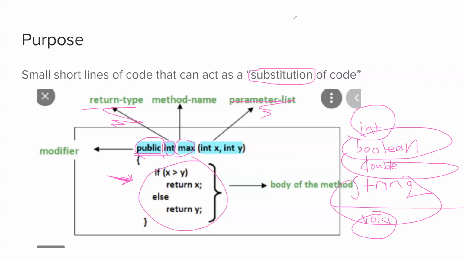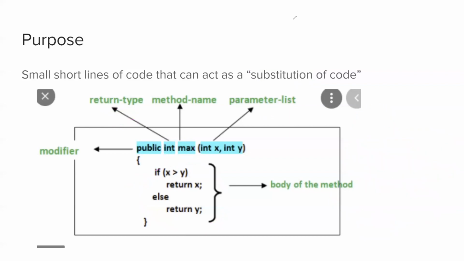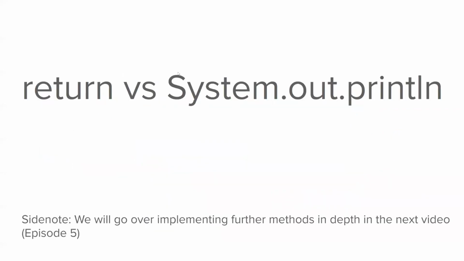Because we've been used to printing commands. Returning is a completely different aspect. And so how methods are structured is, here's the heading: public, name, parameters, return type. This is your formula. Your body can be anything you want it to be, okay? And so that leads to our question, return versus system.out.println.